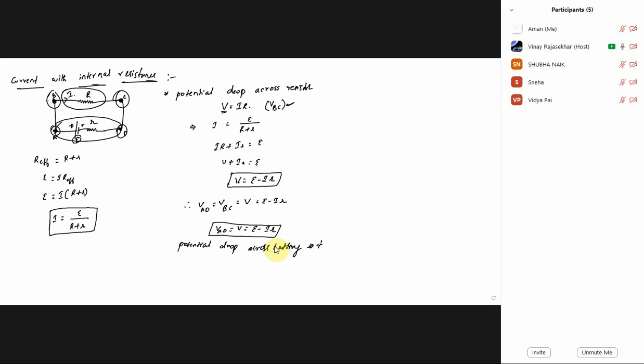This potential is called the terminal voltage. Please remember this point. So what is terminal voltage? It means the potential drop across the battery. That is VAD, which can be taken as V equal to E minus I into small r. That is the terminal voltage. Okay, so please note it down. Then I'll go for one more point.